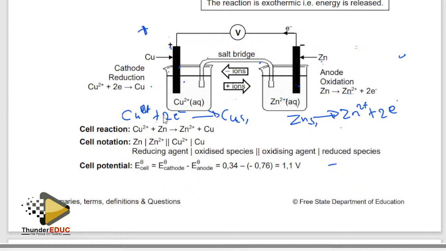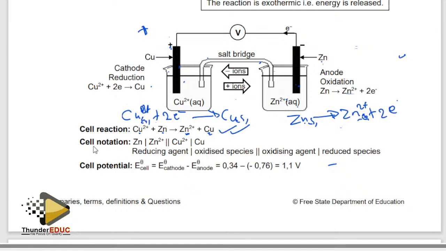So if that's the case, now I can come. These are half equations. So basically what happens here, I combine these two. Actually it's copper 2 ions plus zinc. This gives me zinc 2 ions plus copper. You understand? So basically that's what you do.